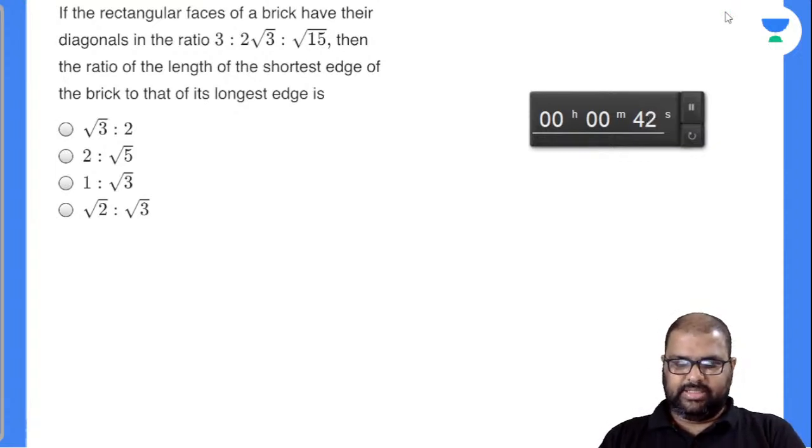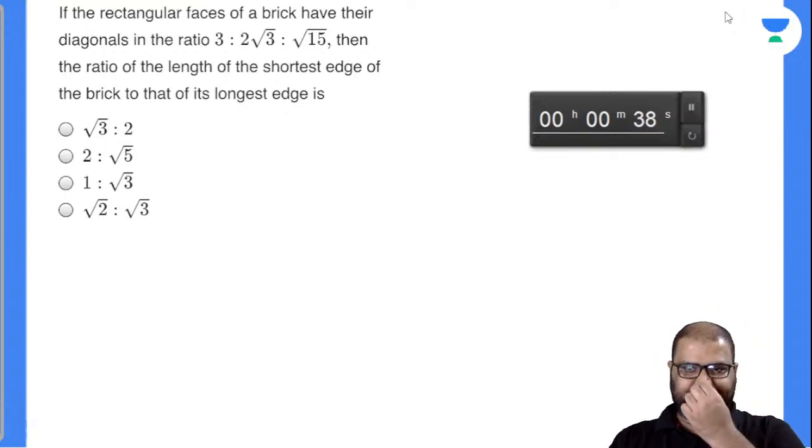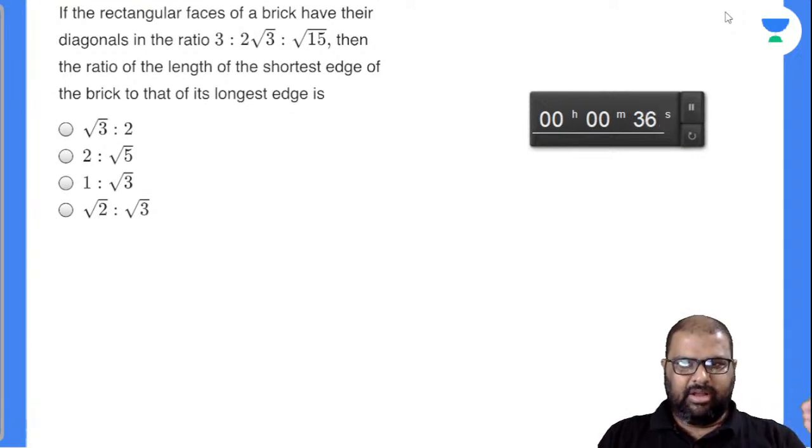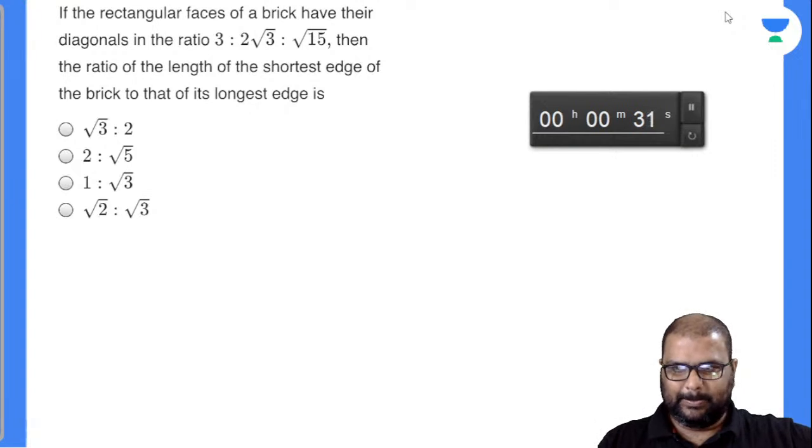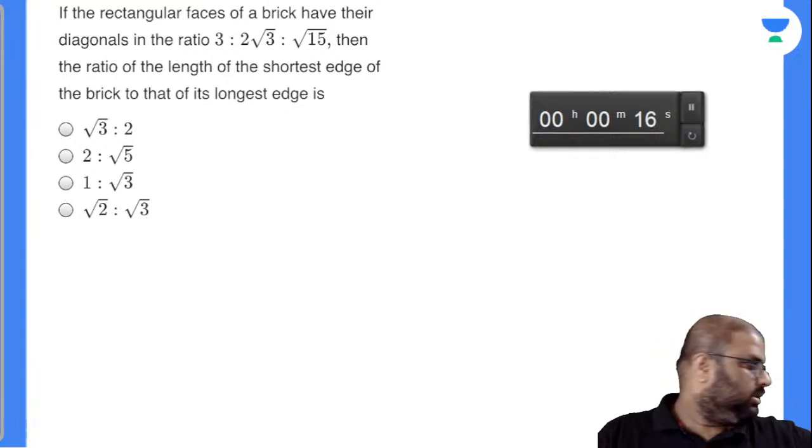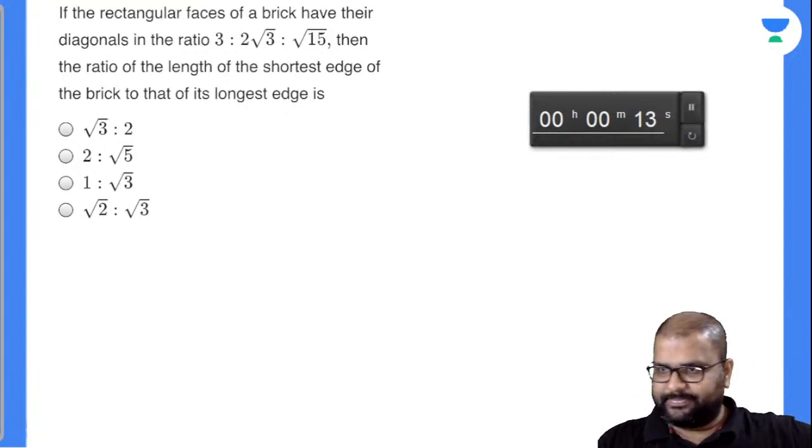Any answer? 40 seconds more. Those who can draw the diagram can easily solve this question here. If the rectangular faces of a brick, a 3D object, have their diagonals in the ratio of 3 is to 2 root 3 is to root 15, then the ratio of the length of the shortest edge of the brick to that of the longest edge is what the question asks. So how many of you can solve this?